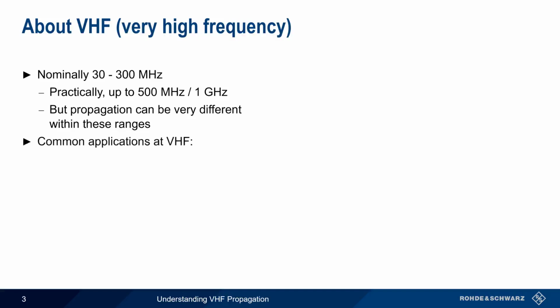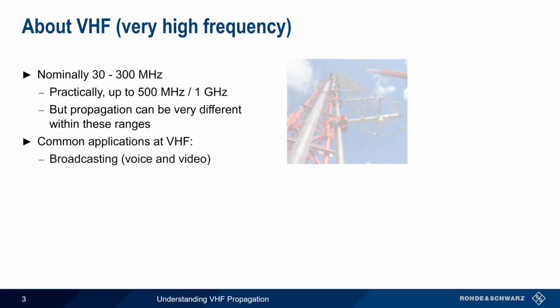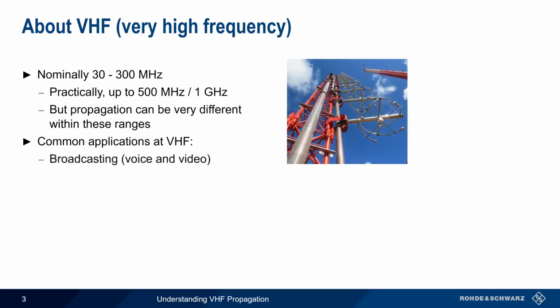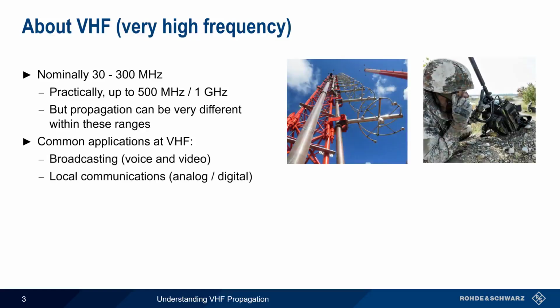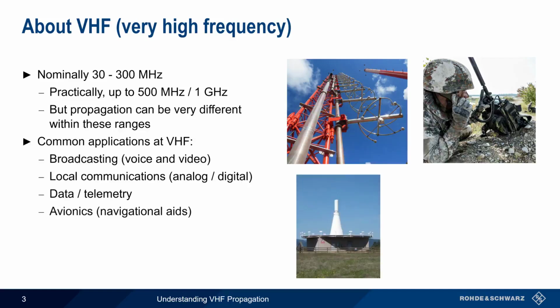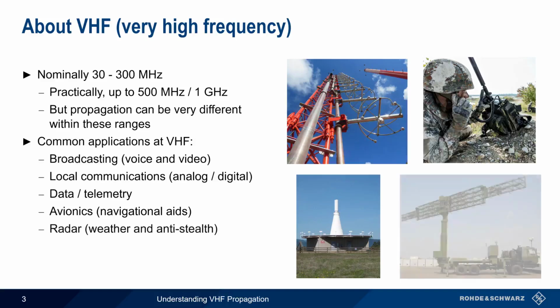VHF is very commonly used in many applications. Radio and television broadcasting are, of course, widely known, and most non-cellular local two-way voice communications are based on VHF. VHF can also be used for transferring data, particularly telemetry or other measurement data. Some of the navigational aids used in aviation, such as VOR and ILS, also operate at VHF frequencies. And finally, there are several types of radar that use VHF, such as the newer anti-stealth radars that use longer VHF wavelengths to minimize the effectiveness of stealth technology.